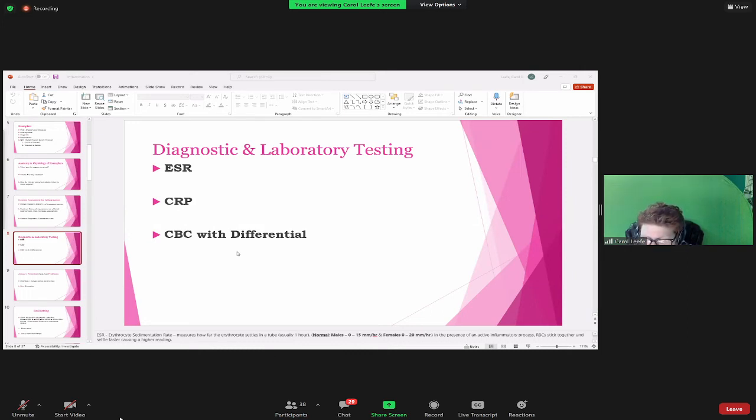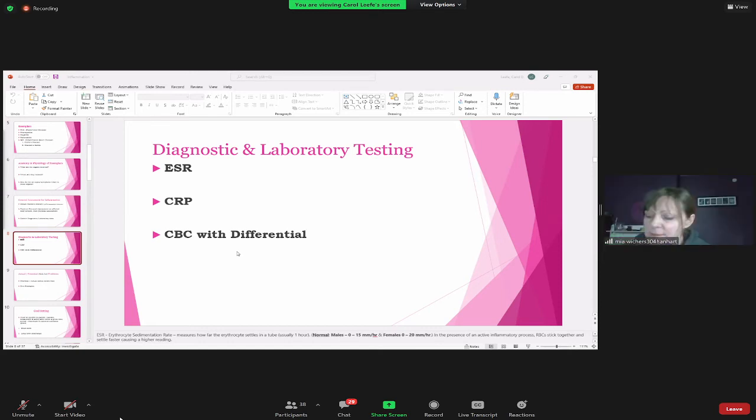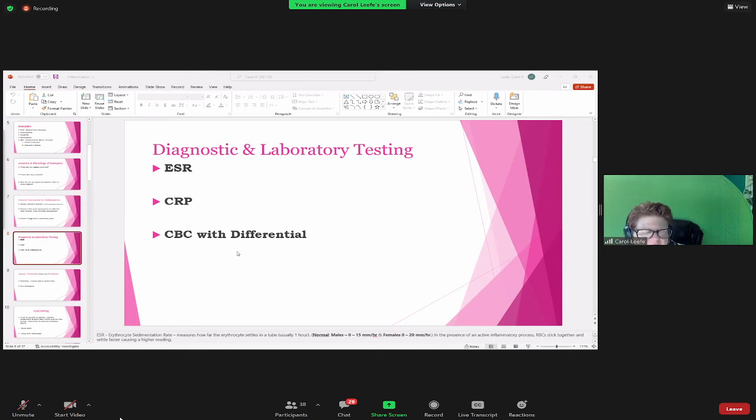So those are real important. The differential, yes. What was the normal hemoglobin? It's on your lab value sheet, and it's 12 to 18 grams per deciliter. And then hematocrit is measured in percent.